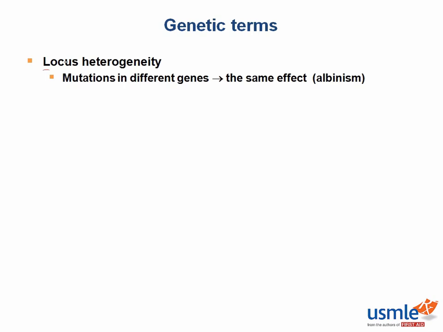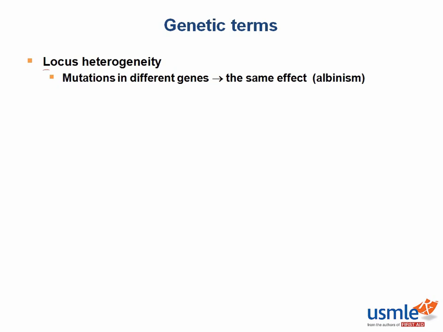Locus heterogeneity is when mutations at different loci or in different genes produce the same phenotype. This can occur if two genes have the same function or if they act in a sequence in a pathway. For example, Marfan syndrome, MEN2B, and homocystinuria can all result in a Marfanoid habitus, which means the patient is tall and thin with long fingers and joint hypermobility.